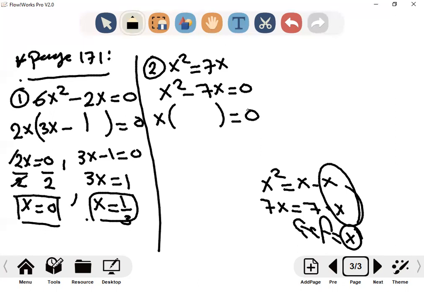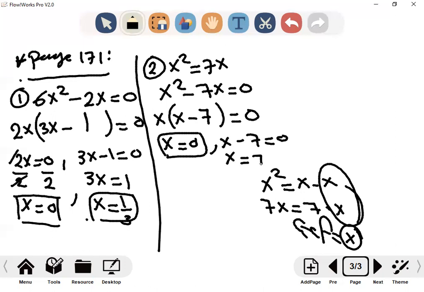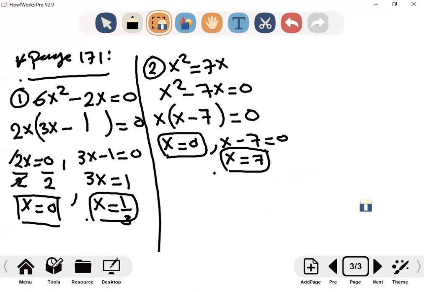Divide. X power 2 divided by x, minus comes down. 7x divided by x. Either x equals 0 or x minus 7 equals 0. This solves. So you have two solutions, 0 and 7.